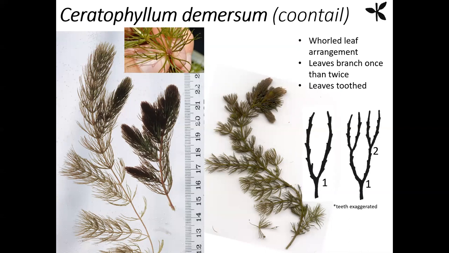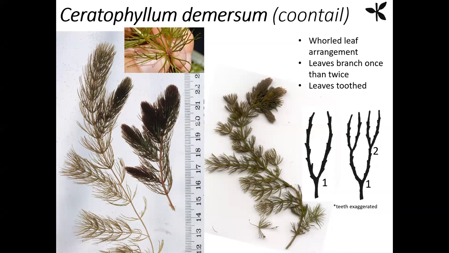So in the pencil drawing, you can see on the left that it forks only once, and on the right, it forks once, then twice. Also, you might need a hand lens, but the leaves are toothed. And then in my pencil drawing, you can kind of see the teeth on the leaves. They are a little exaggerated in the drawing. And then commonly, this species is going to look more like this middle picture, where it's going to be pretty robust and stout looking. It can also have more fine or delicate looking leaves.